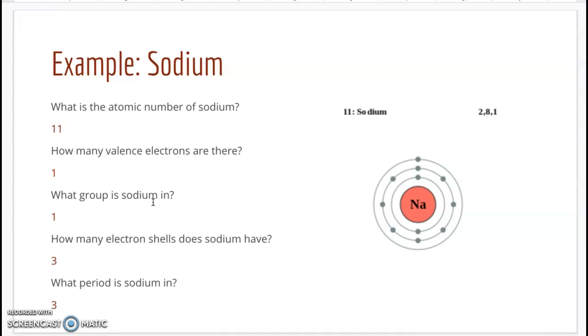How many electron shells does sodium have? You just have to find out the electron configuration if you don't have it already. And what period is it in? You actually count how many shells it has, and that tells you the period.